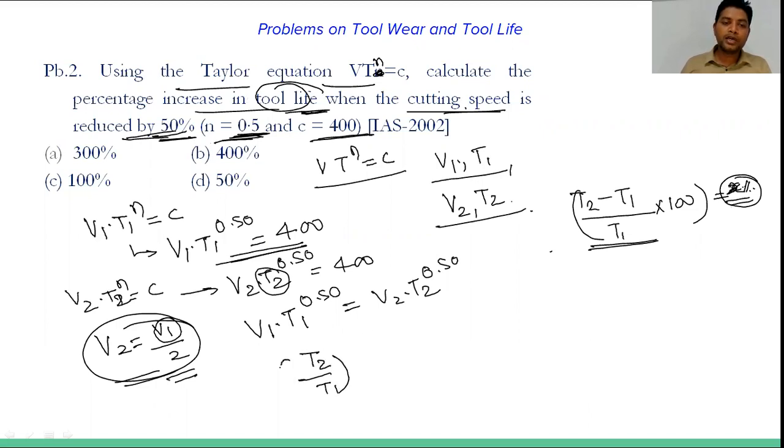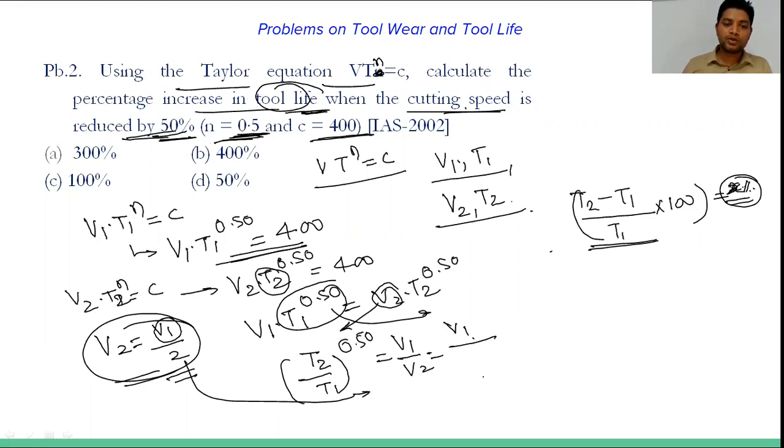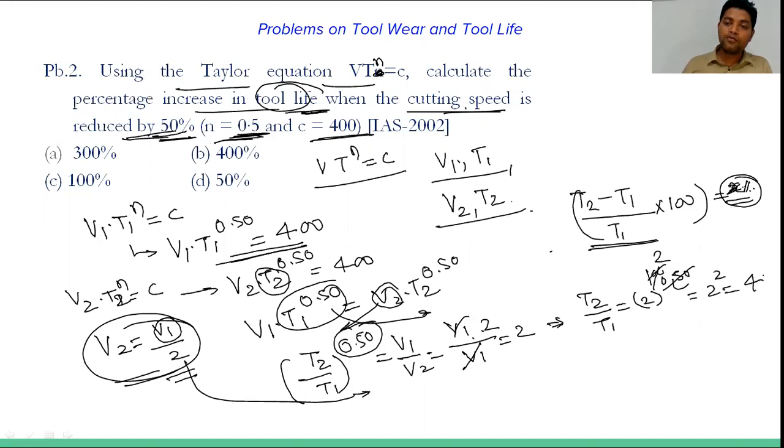तो T2 by T1 raised to 0.50, ये हो जाएगा V1 by V2। अब V1 और V2 कितना है फ्रॉम दिस इक्वेशन, V2 is V1 by 2, तो दिस विल बी ट्वाइस। नाउ यहाँ से आप T2 by T1 की वैल्यू निकाल लीजिए। T2 by T1 विल बी इक्वल्स टू 2 raised to, देखिए पावर है 0.50, तो पावर जब रेसिप्रोकल करेंगे तो इट विल बिकम 1 upon 0.50, सो दिस विल बी 2, so 2 raised to 2, so this will be 4.